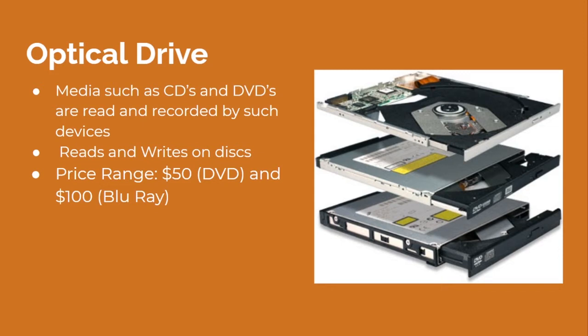The first part we're going to talk about is the optical drive. Remember that this helps read media such as CDs and DVDs, and sometimes they can write onto media. You have to check if it has the capability of writing, because not all come with that. If you're going to get one that's just for DVDs, it's around $50, upwards of that. And if you want a Blu-ray one, something that can read or write Blu-ray, it's going to be a little bit more expensive.